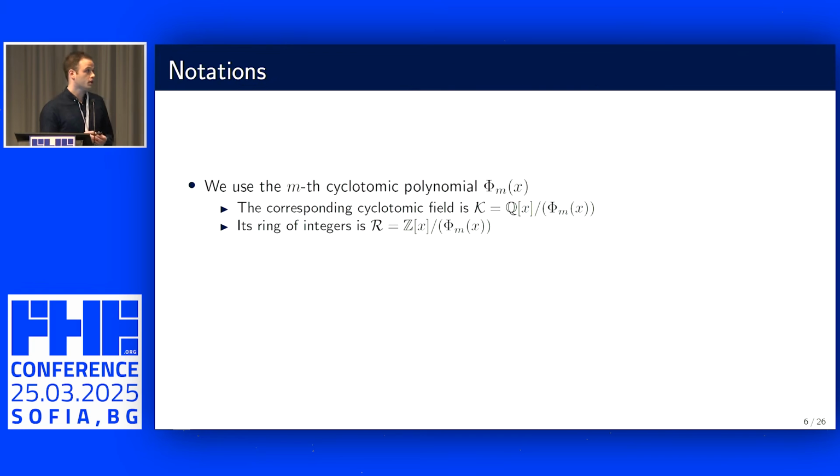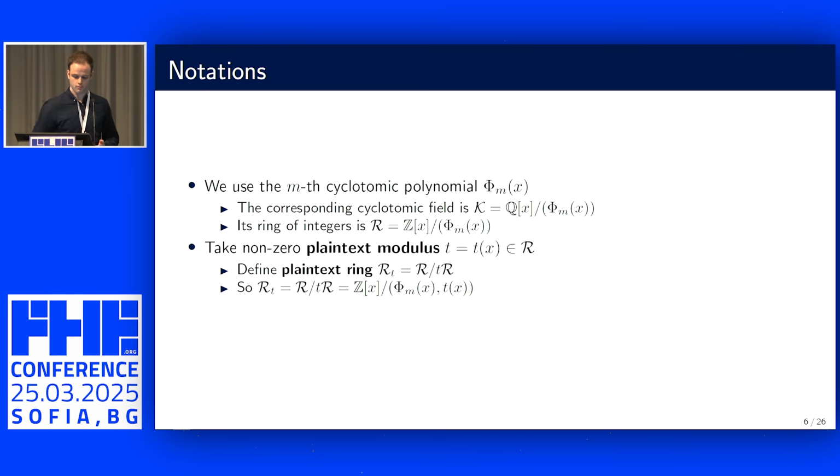In terms of notations, I will be using the standard notations for cyclotomic polynomials, cyclotomic rings and fields in this presentation. So this phi m in particular is a cyclotomic polynomial. For a non-zero element of our ring that we write as t or explicitly as t of x, we will define the plaintext ring as the quotient ring modulo this t. So this is the ring that our data will live in.